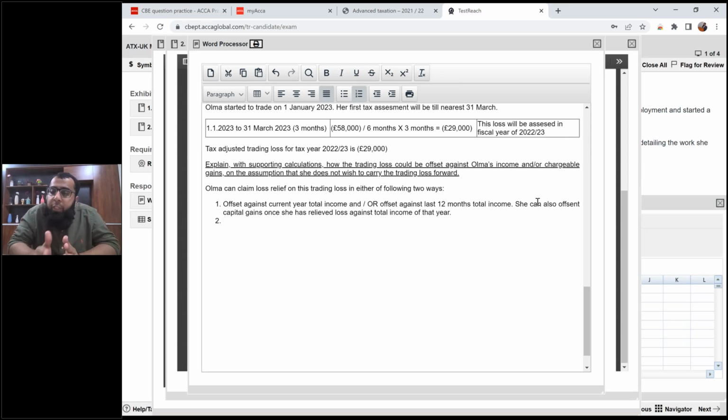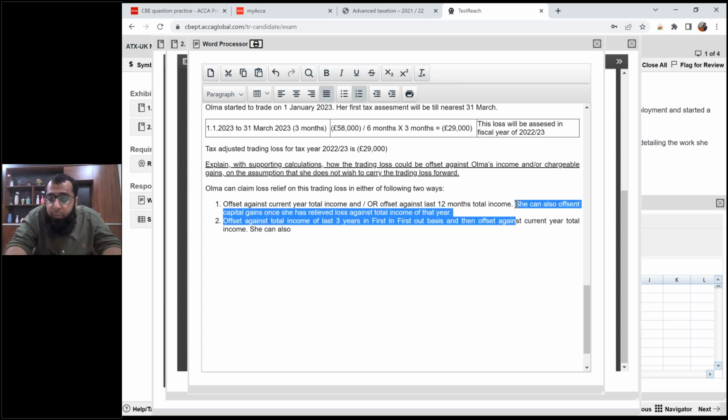The first option is that she can treat it as a normal loss, offset against current year total income and or offset against last 12 months total income. She can also offset capital gains once she has relieved loss against total income of that year. Another option is that she can treat it as an opening year loss, offset against total income of last 3 years on a first in, first out basis, and then offset against current year total income.